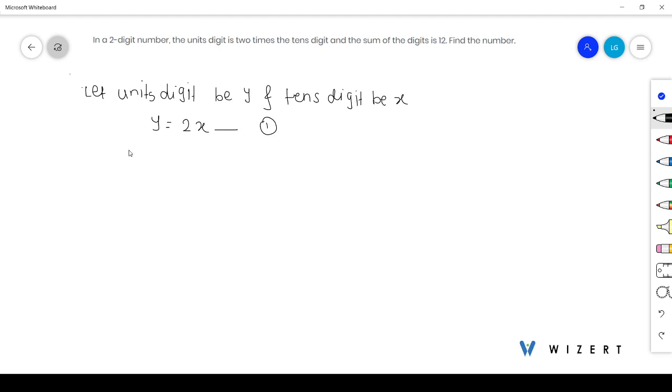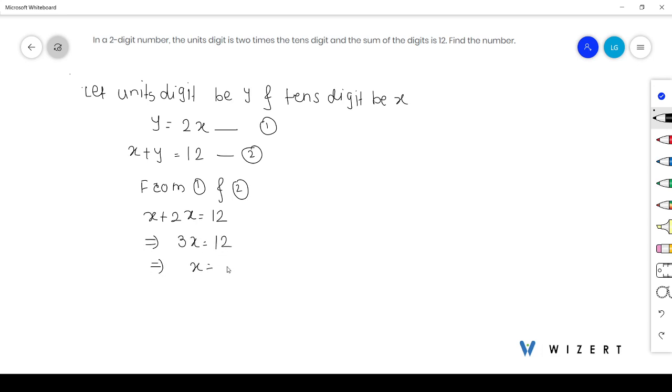Also we are given the sum of the digits is 12, so x plus y is 12. Suppose this is equation number 2. So from 1 and 2 we can take, as y equals 2x, x plus 2x equals 12, so 3x equals 12. Dividing both sides by 3, we get x equals 4.